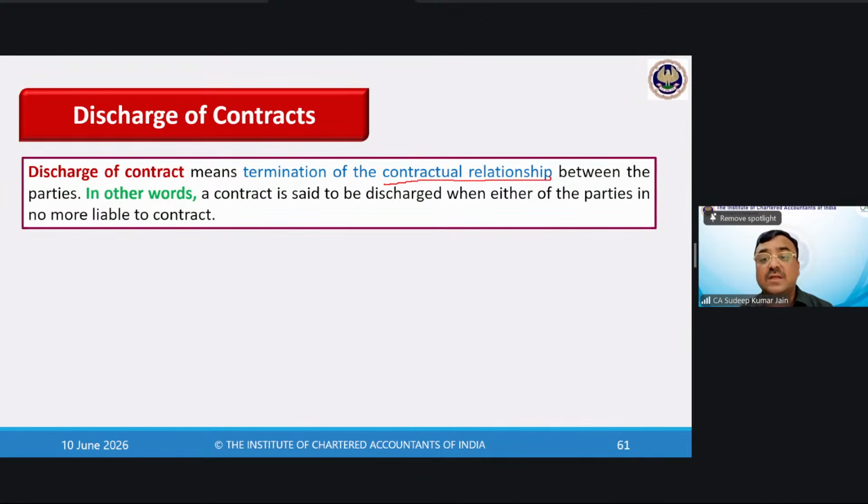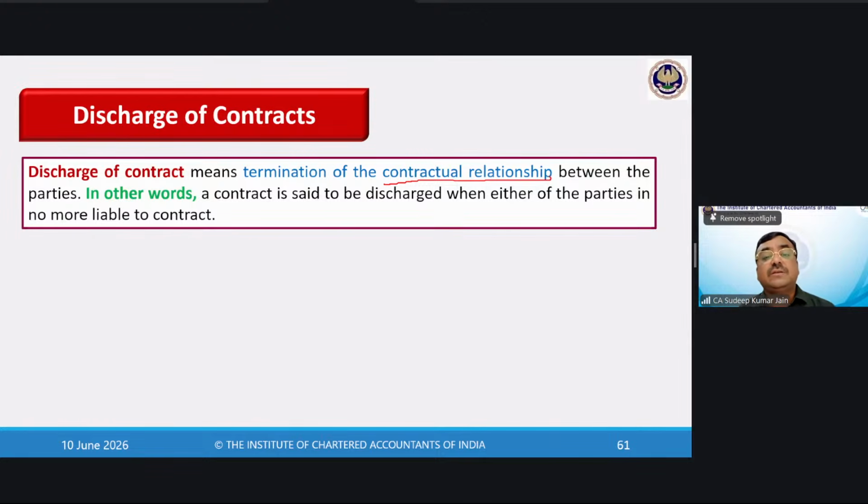Suppose the contract was entered between A and B for sale of a car for 2 lakh rupees, and after some time B says, "Sir, I don't need this car. I want to cancel the contract." A says, "Okay, I'm canceling the contract." Even in that case, parties are not liable to make that performance, because the contractual relationship has ended. So discharge means end of the liabilities under the contract.